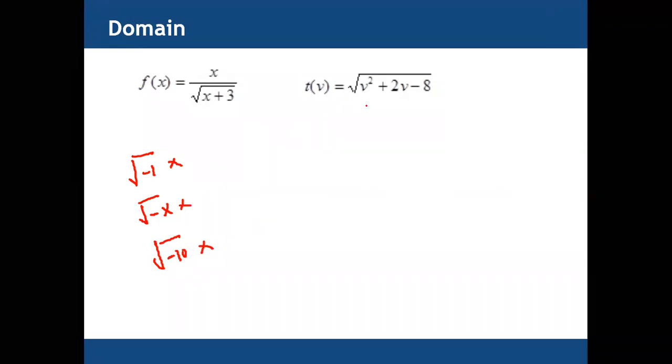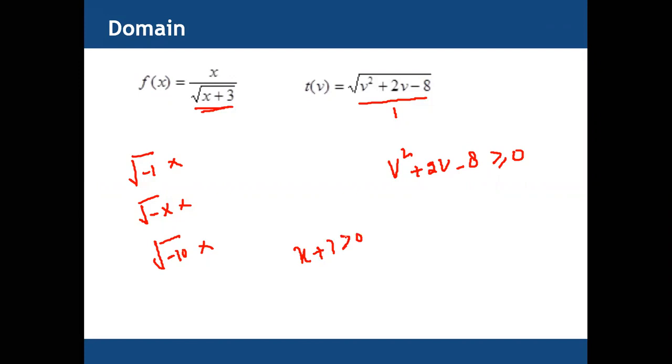So when we have a square root in the numerator, like v square plus 2v minus 8, just write down that v square plus 2v minus 8 must be greater than or equal to 0 when the square root is present in the numerator. Both greater than and equal to are possible. But if the square root is present in the denominator, like x divided by the square root of x plus 3, then you can simply write x plus 3 is greater than 0, not equal to.